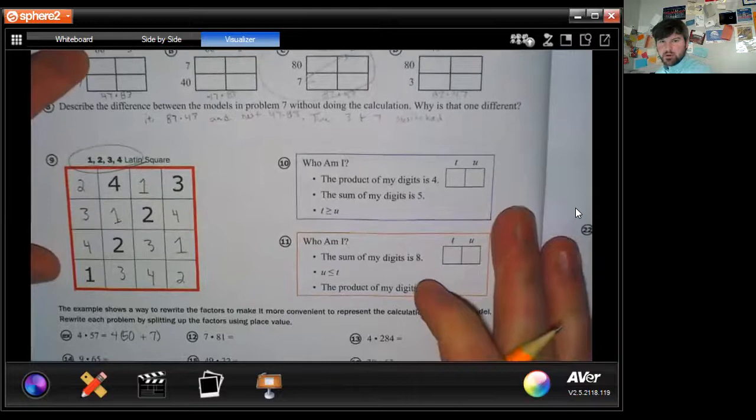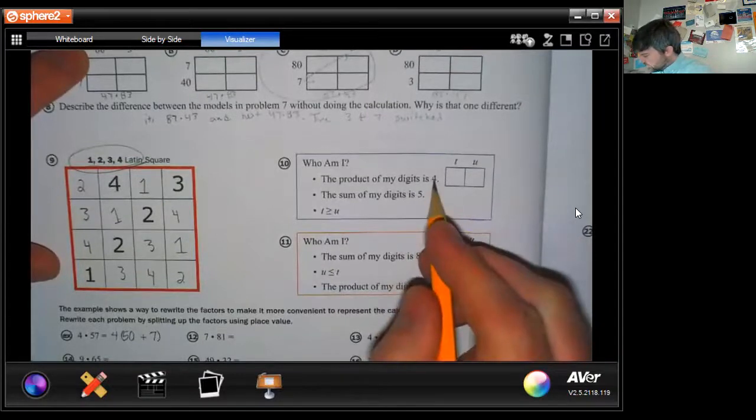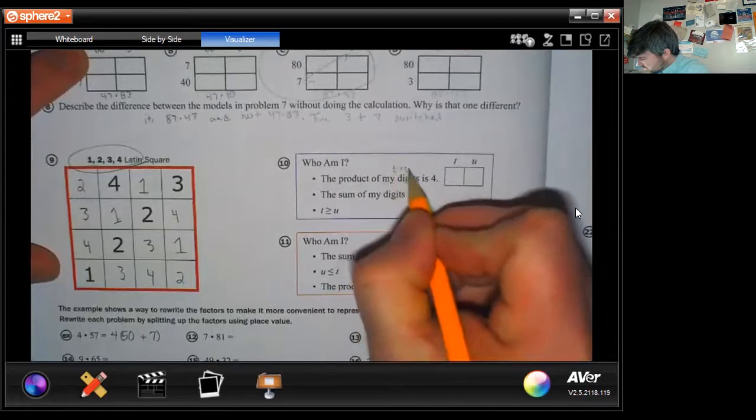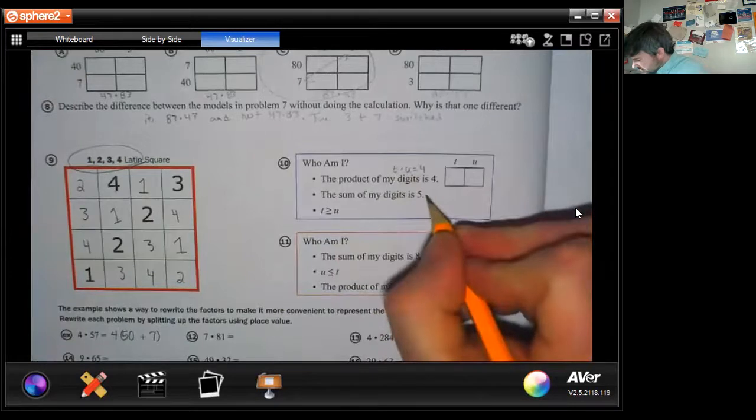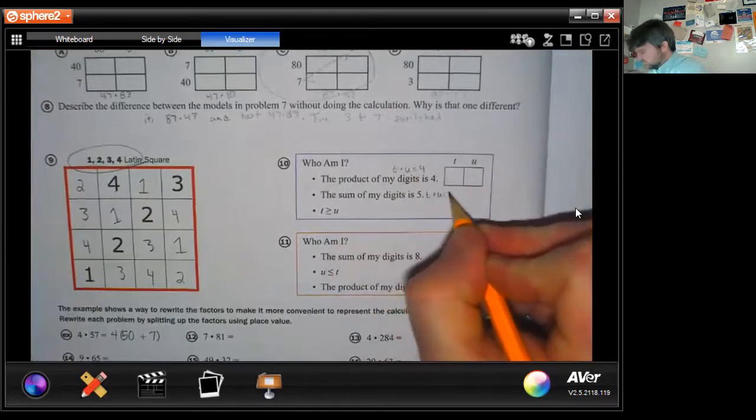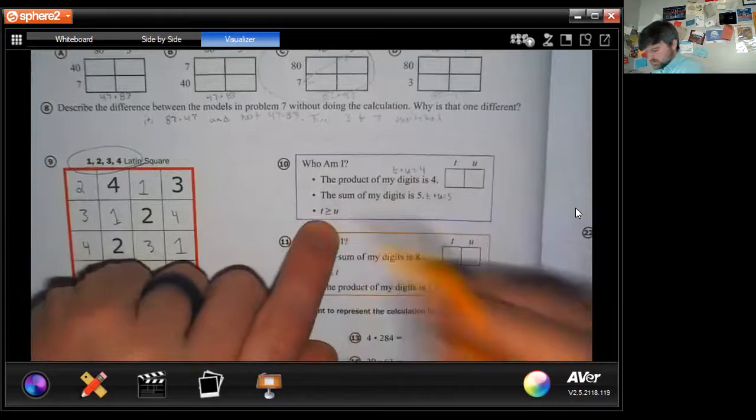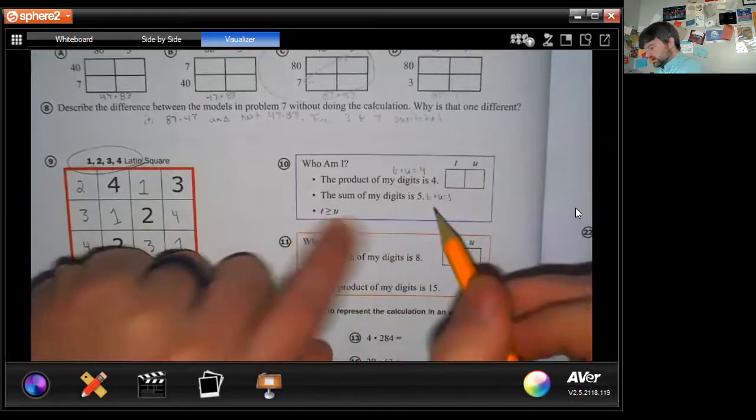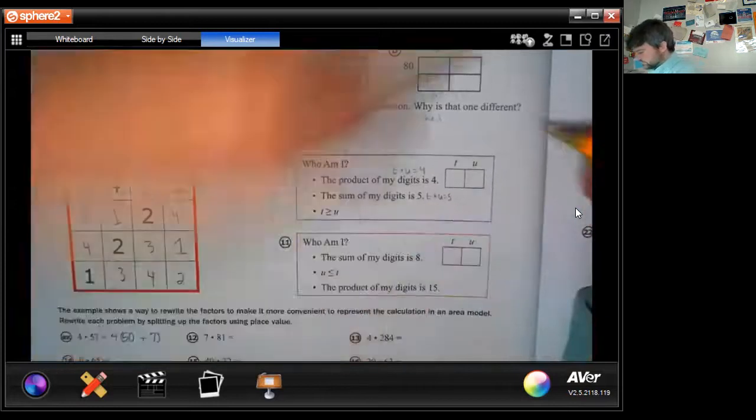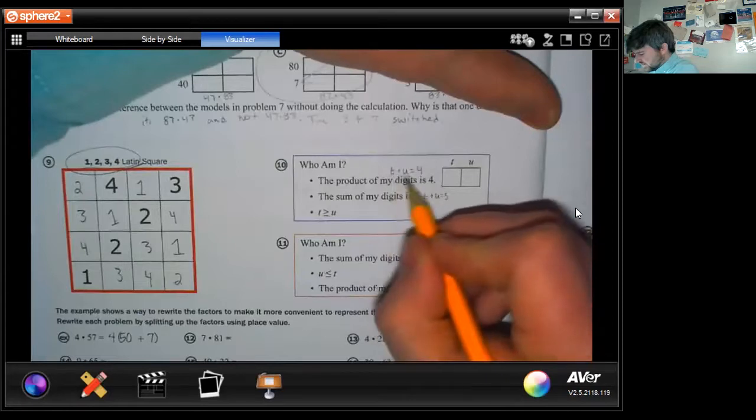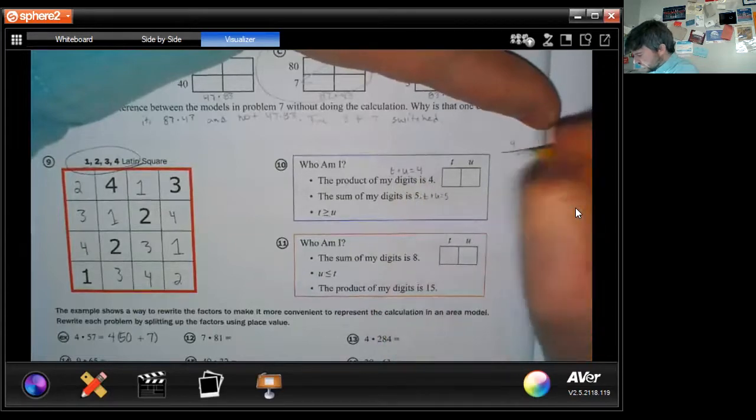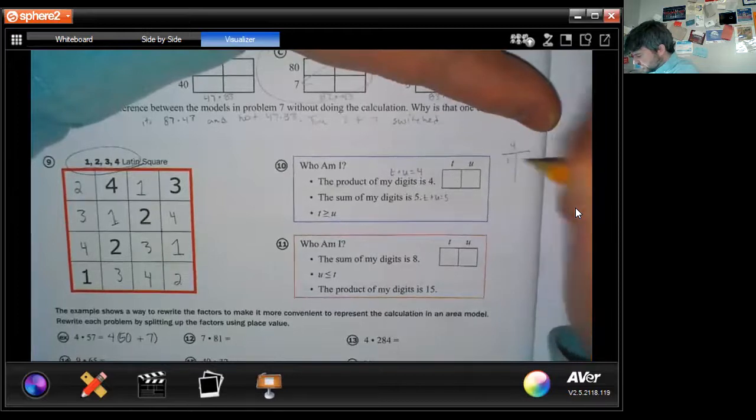Who am I? The product of my digits is 4, which means t times u equals 4. The sum of my digits is 5. So that means t plus u equals 5. And t is bigger than u. So if we think about all the numbers that add up to 5, or let's use the first clue. Which numbers multiplied to give you 4? So we can make a little table here. That's 1 and 4, 4 and 1, or 2 and 2.